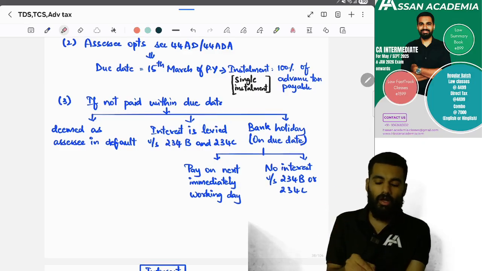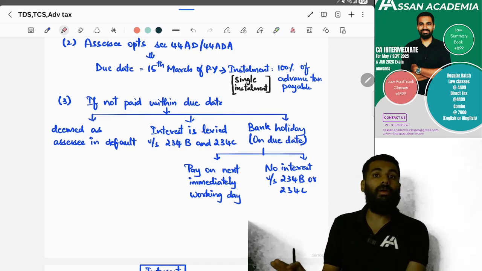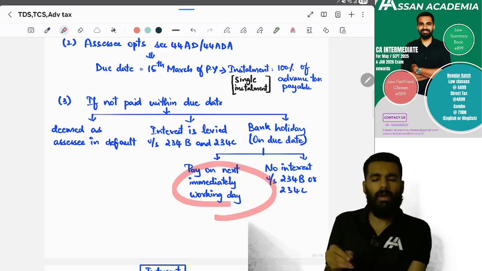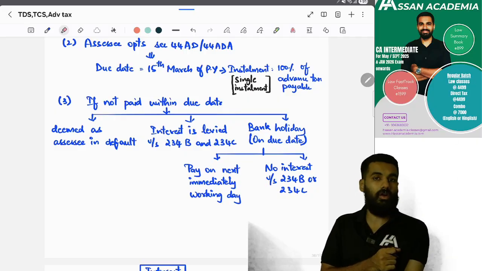What if you did not pay? You will be assessed as in default, and interest will be levied under sections 234B and 234C. But if it is a banking holiday on the due date, then kindly pay it on the next working day. For that, 234B and 234C will not get attracted.